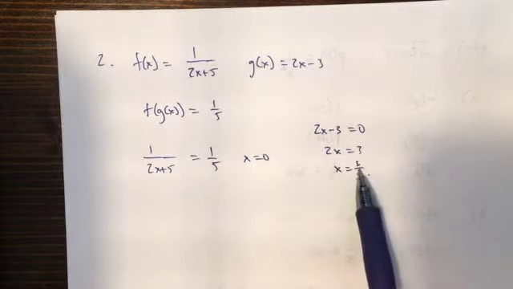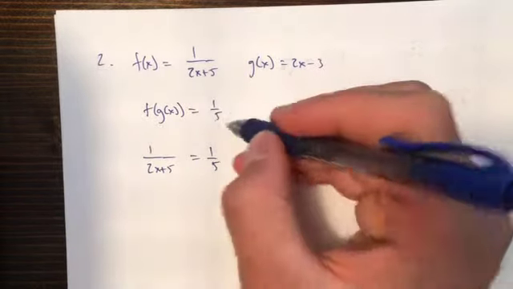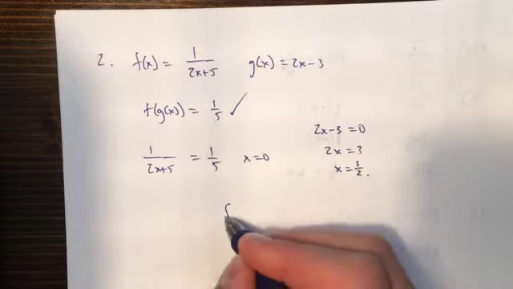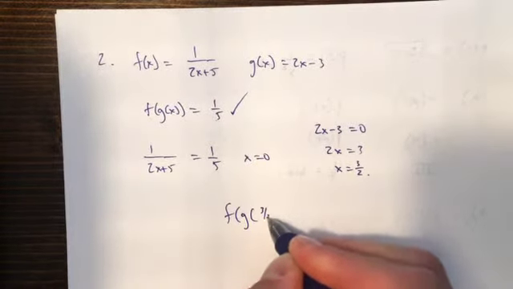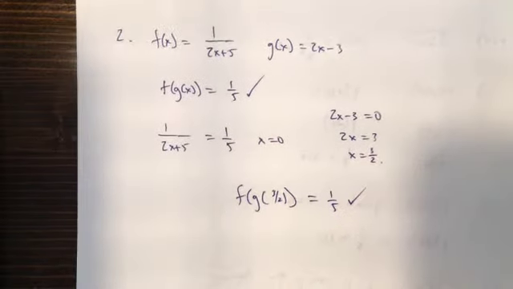So we can check it. If I plug 3/2 in here, I get 3 minus 3, which is 0. And if I plug 0 in here, I get 1/5. And so we know that f of g of 3/2 is equal to 1/5. And I've solved the equation.